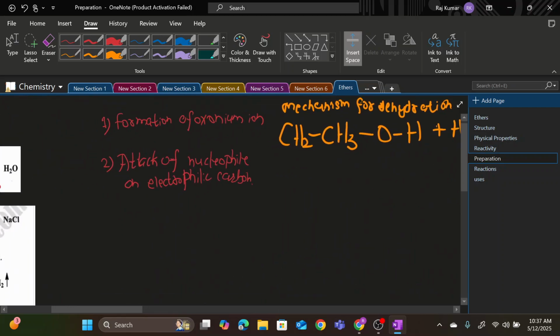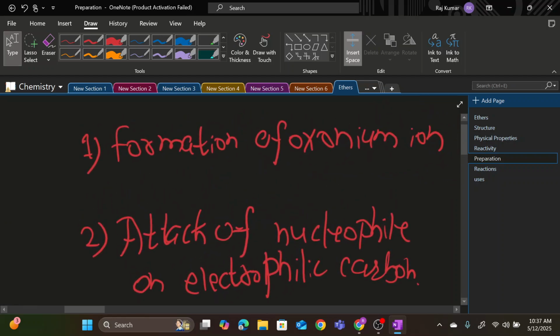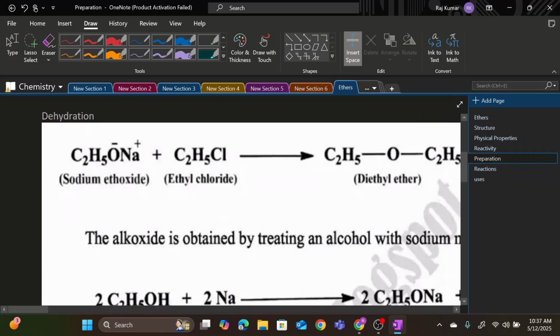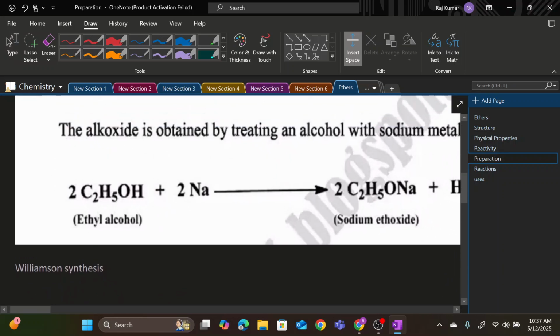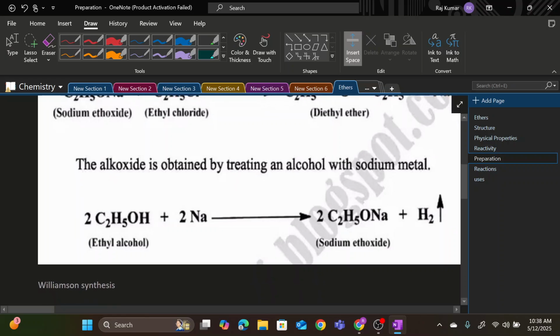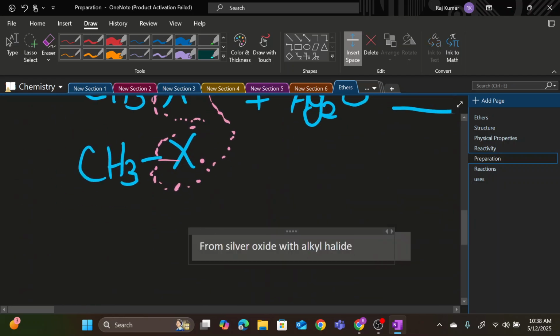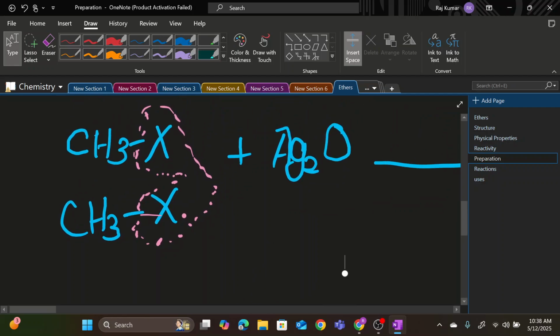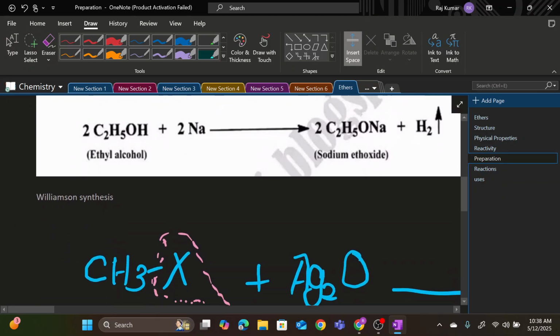But if we talk about other mechanisms, in other reactions the steps are pretty simple. Number one is oxonium formation, and then the oxonium is attacked by a nucleophile, due to which the reaction happens. Now let's move on to another part, which is Williamson synthesis. Williamson synthesis first involves the formation of an alkoxide ion. For example, when I react alcohol with sodium, it will produce a sodium alkoxide, and that sodium alkoxide further reacts with an alkyl halide to produce an ether. This mechanism is very important, known as Williamson synthesis.